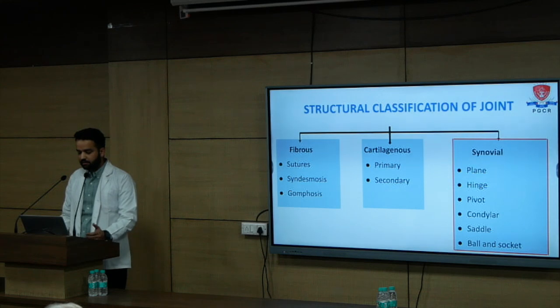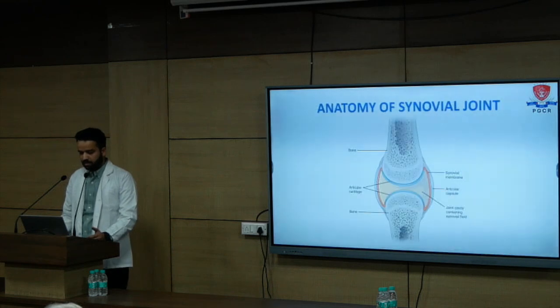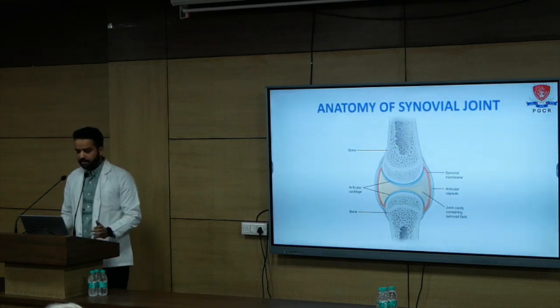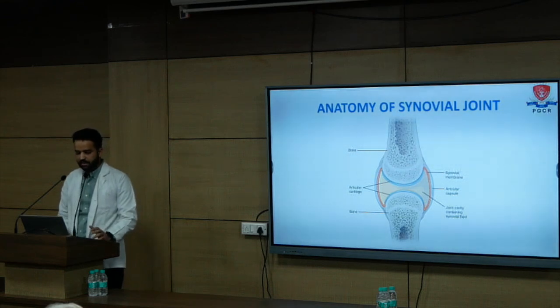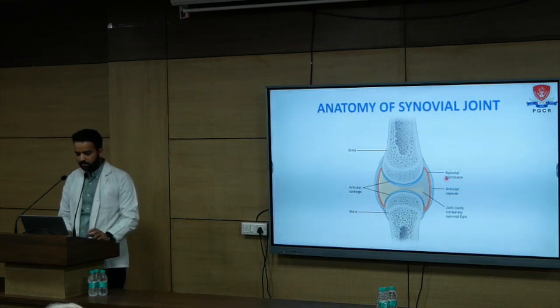Synovial joint is further subclassified into plane, hinge, pivot, condylar, saddle, and ball and socket type of joint. So this is the anatomy of synovial joint. Synovial joint is a freely movable joint characterized by presence of joint cavity filled with synovial fluid, which prevents friction between the articulating cartilage surface.